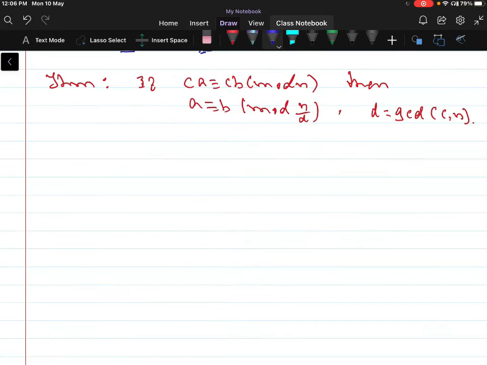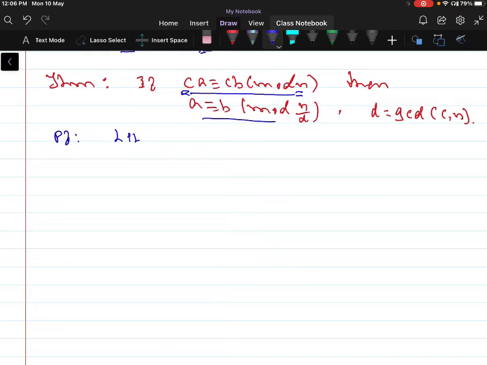So we'll move to the next theorem. If ca is congruent to cb modulo n, then a is congruent to b modulo n by d, where d is the GCD of c and n. So let us move to the proof of the theorem.